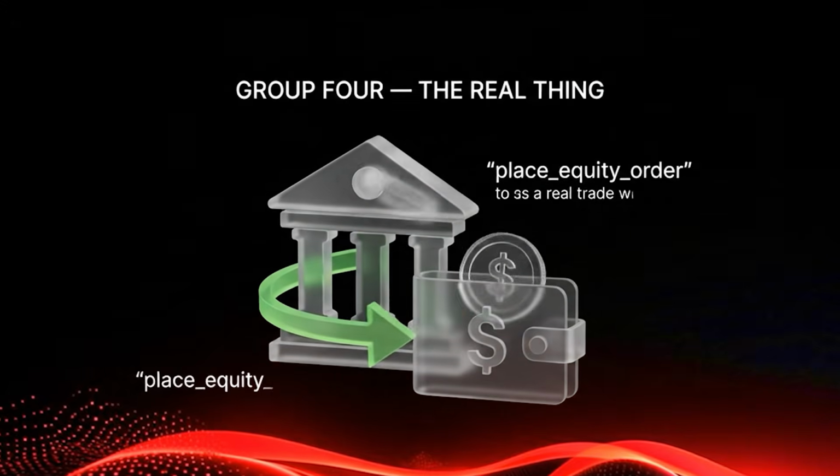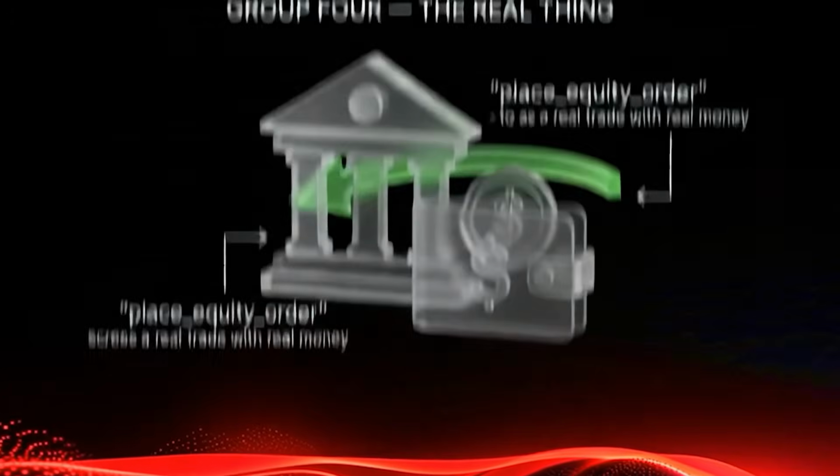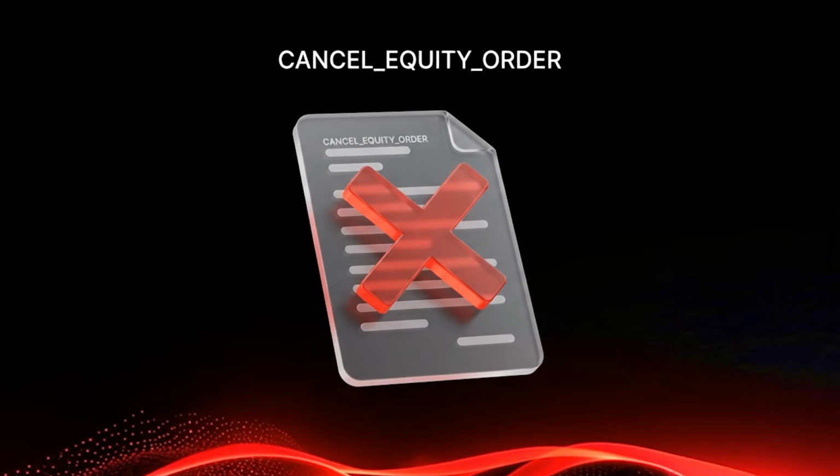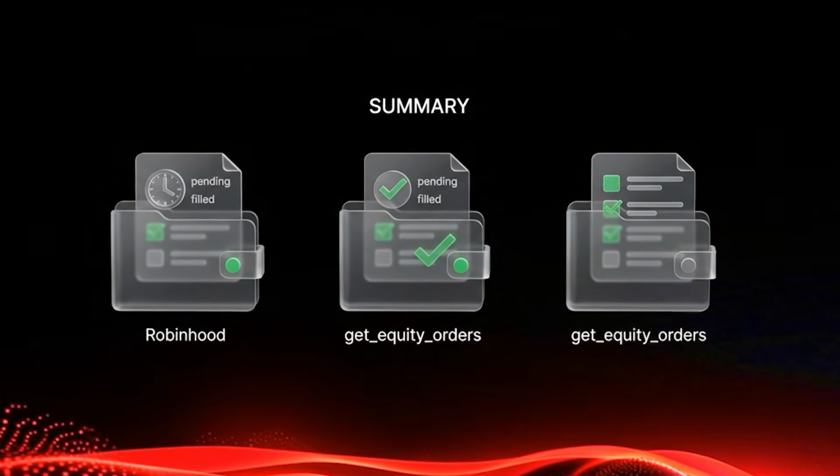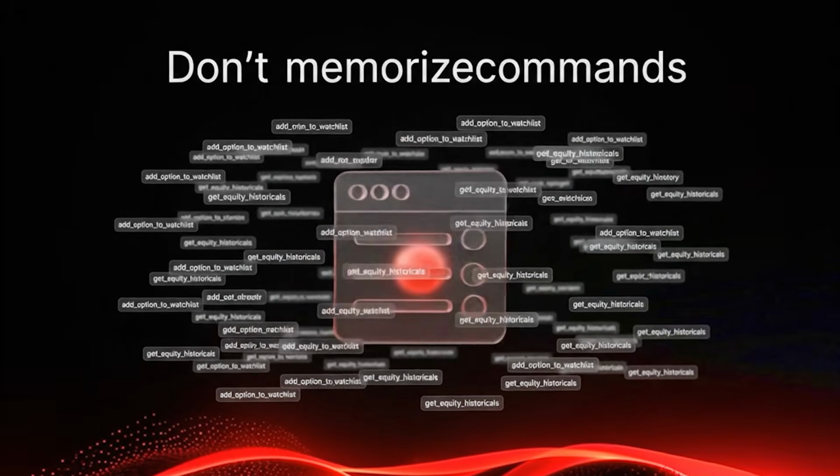You've got stage 4, which is where you can place an equity order, and that is going to allow you to place an order. You can also cancel an order, and you can get equity orders, which shows you the entire summary of your account. Now remember, you don't need to memorize all of these commands.